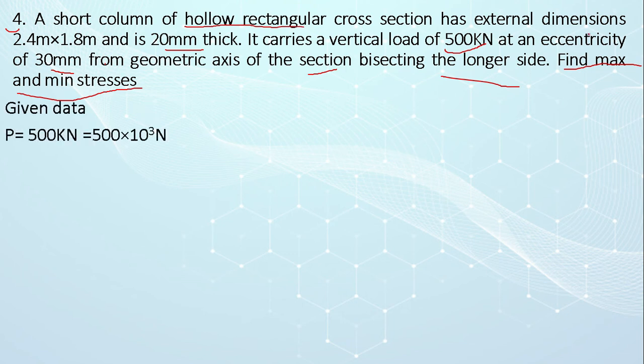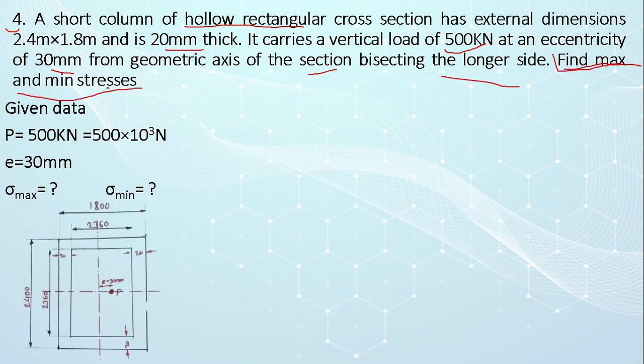So given data, force P is equal to 500 kilonewton, which is equal to 500 into 10 raised to 3 Newton. Eccentricity e is equal to 30 mm, and we have to find out maximum and minimum stresses. So I have drawn the figure here. The section of the column is 2.4 meter, which is equal to 2400 mm, by 1800, which is equal to 1.8 meter, and thickness is 20 mm.